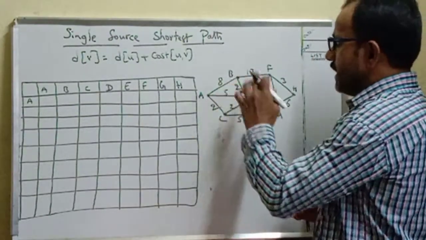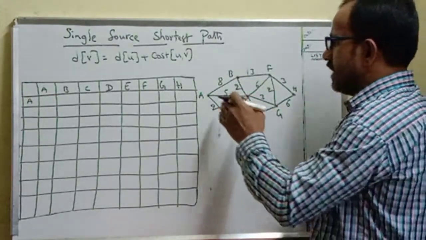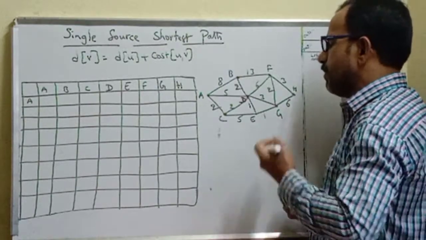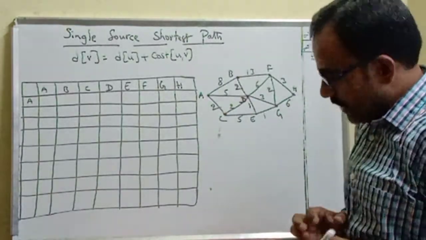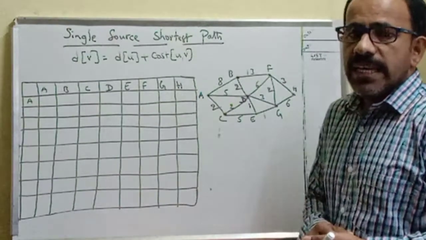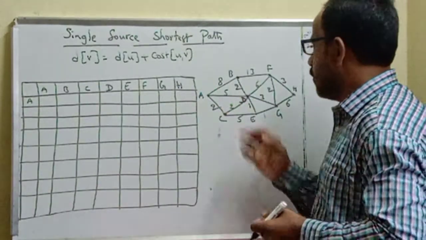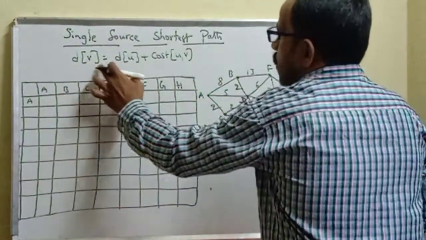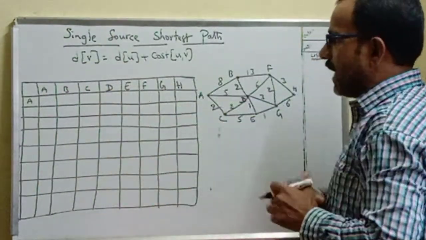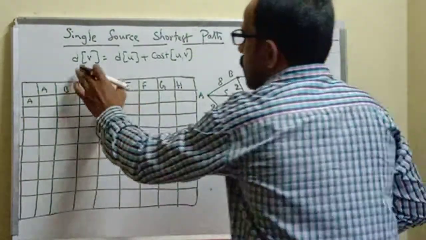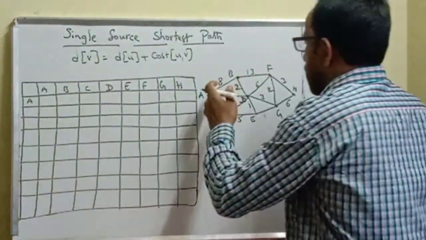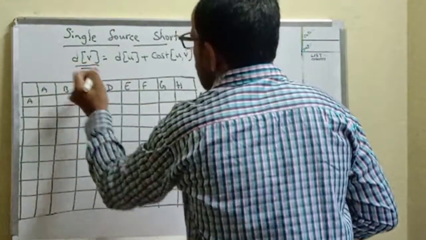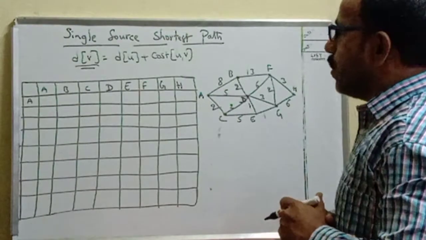Suppose the A to B edge is associated with 8, that means the distance between A and B, which may be in meters, centimeters, or kilometers, whatever units you want to take. For calculating the shortest distance from the source node to all the remaining nodes, we have one simple equation: d of v equals d of u plus cost of u comma v. I will explain what d of v means. You can replace v with A, B, C, D, E, F, G, H, so d of v means the shortest distance from the source node to node v.